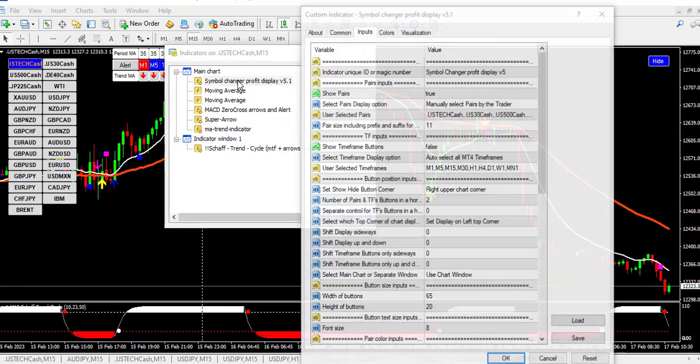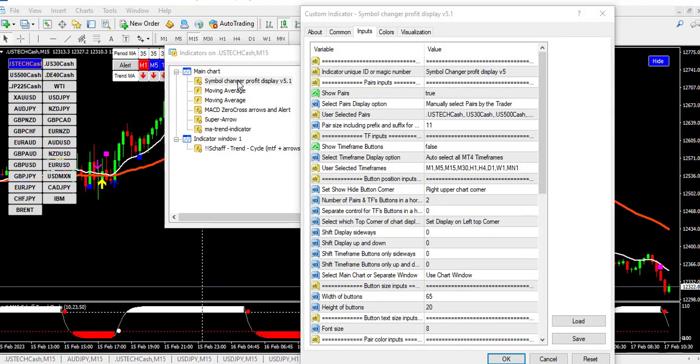Now, symbol changer, every one of us knows it, except you are new to my channel. And on this particular indicator, we only use it to show the pairs or currency that we want to monitor, and that's what we use it for. Besides that, I do not use it for any other thing, and this is just to set it up. So I do not want to waste time on this particular indicator.